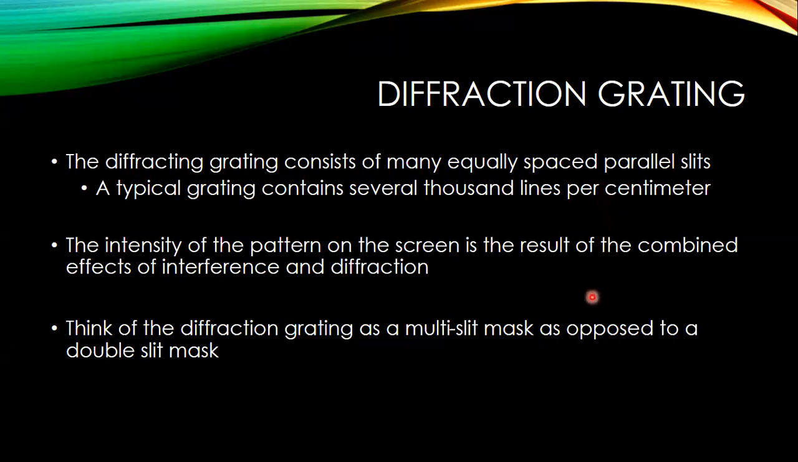The intensity of the pattern on the screen, after it has passed through a diffraction grating or reflected off a diffraction grating, is a result of the interference and diffraction taking place. Where you have constructive interference, you get a very bright peak, and at most angles, you actually get destructive interference, which produces no light at all. So think about a diffraction grating as a multi-slit mask, where many of these sources are interfering with one another.